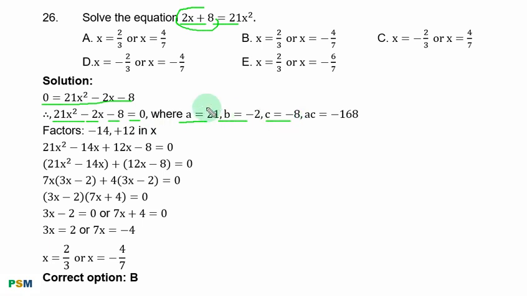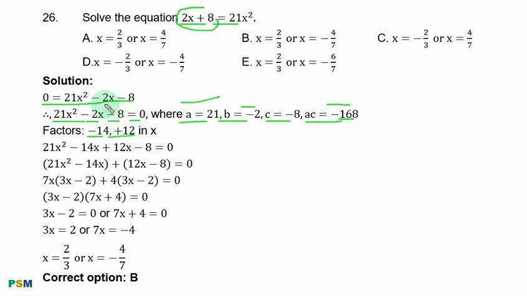Whenever a is not equal to 0, you get ac, which is -168. You get 2 factors of 168 whose sum is -2 and the product is -168. You have -14 plus 12 in s.